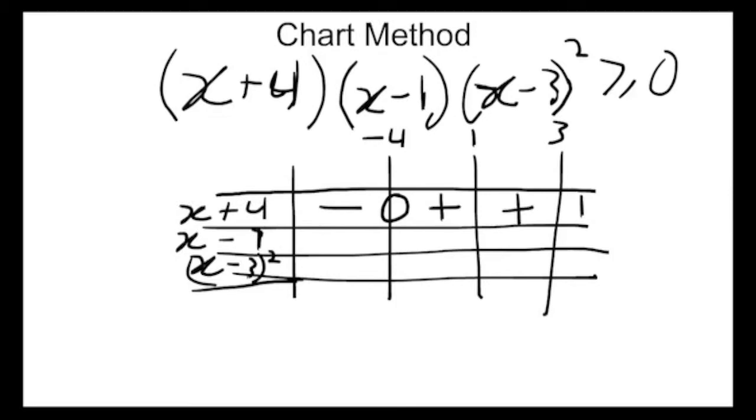Now for the next row, if I plug in a number less than -4, I will get a negative result. Same with the next root. If I plug in 1 though, I'll get a 0, so I'll put a 0 on the line. If I plug in a number greater than 1, I will get a positive result. Same with a number greater than 3.